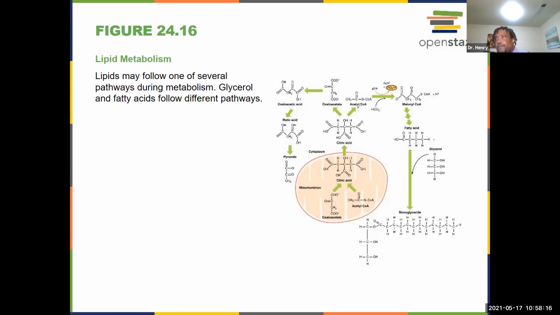So this acetyl-CoA then has this route where it is going to be made from acetyl-CoA to malonyl-CoA. That's going to be utilized to make a fatty acid. The fatty acid is going to bind to the glycerol molecule. That glycerol is going to make a monoglycerol. And then later on, we could add more fatty acids to that chain to make a triglyceride.